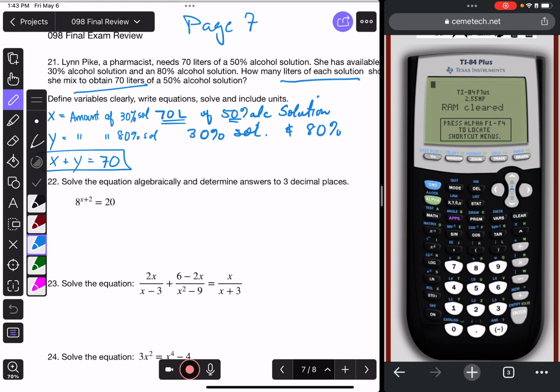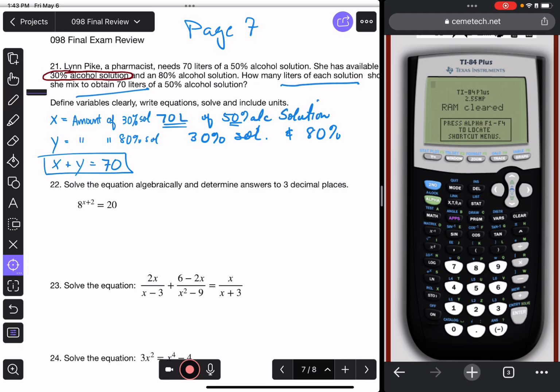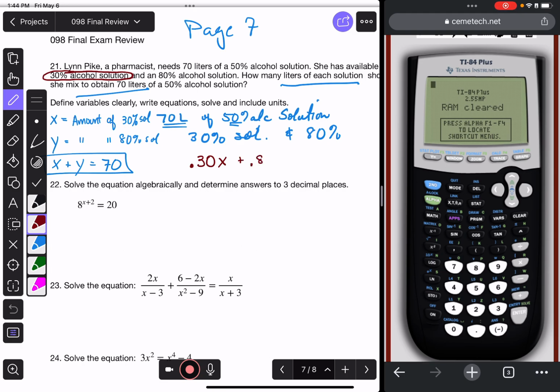Now these used to always drive me nuts to try and explain them, but here's what's going on. How much alcohol is in a 30% solution? Well, 30% of how much she has. How much does she have? Well, the 30% one, she has X of it. So the alcohol in it is 0.3 times how much she has. 30% of the liquid she has is alcohol. The other one, the Y one, 80% of that liquid is, so 0.80 of the Y is alcohol.